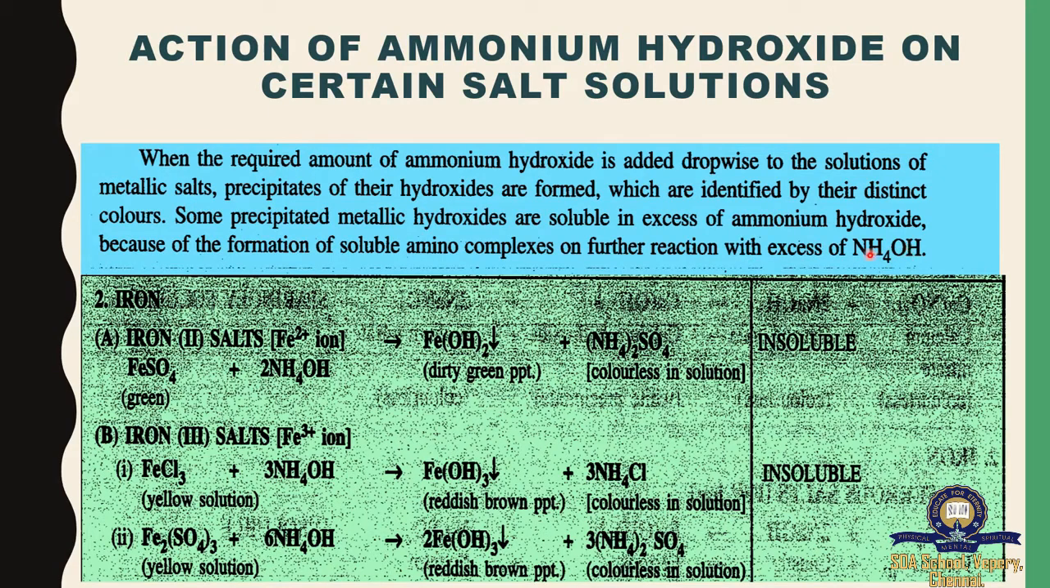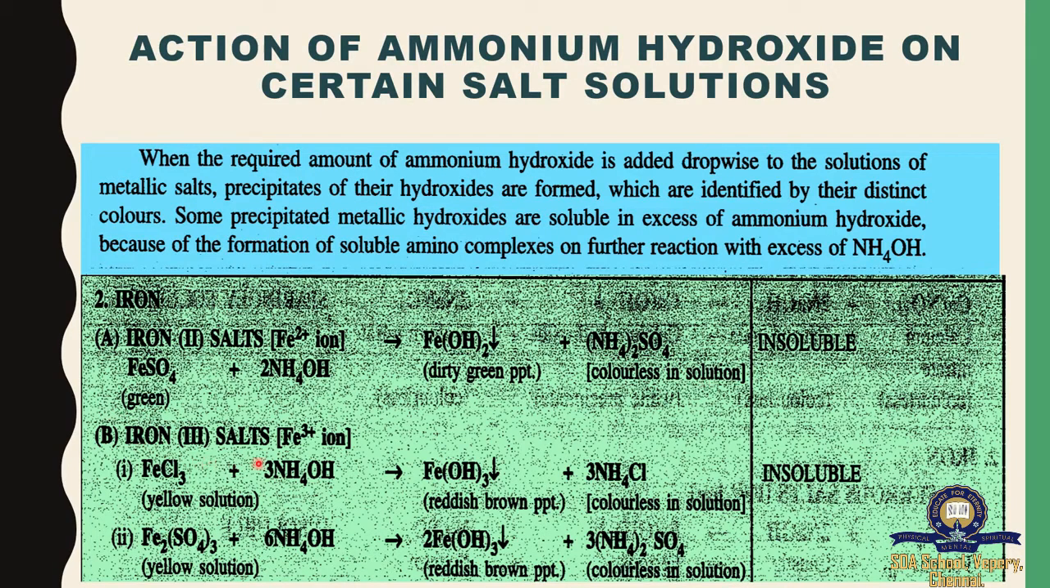The same thing that happened with sodium hydroxide is happening here also. When a limited amount of ammonium hydroxide is added, it forms an insoluble salt that is precipitated. Again, when we add an excess amount, it forms a salt plus water. First, iron(II) salt. Ferrous sulfate has been reacting with ammonium hydroxide. The ferrous hydroxide has been precipitated. Here it is producing a dirty green precipitate. Again, ammonium sulfate salt is produced. It is insoluble in nature.